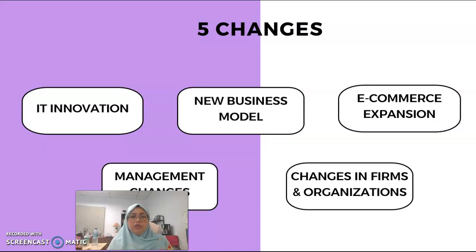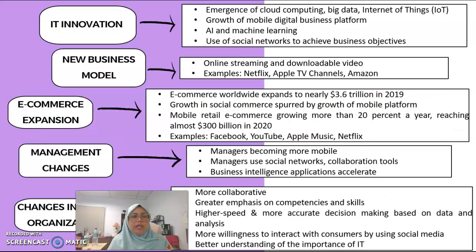The first one will be IT innovation. The next one, new business model. Number 3, e-commerce expansion. Number 4, management changes. Number 5, changes in firms' organizations. Okay, we look at the first one, IT innovation.